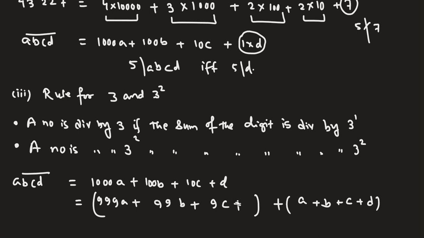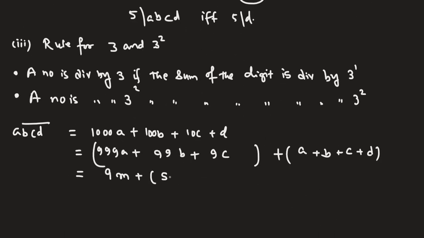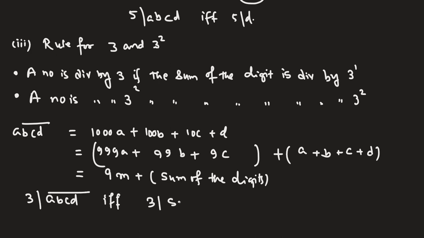So here you notice that in the first bracket we can take 9 common. So if you take 9 common, you are getting some integer. So it is 9 times of some m we can say, plus the sum of the digits. So now we can say that 3 divides ABCD this number if and only if 3 divides the sum of the digits, because 3 already divides 9m, so only the left part is this one. 3 divides the sum of the digits.